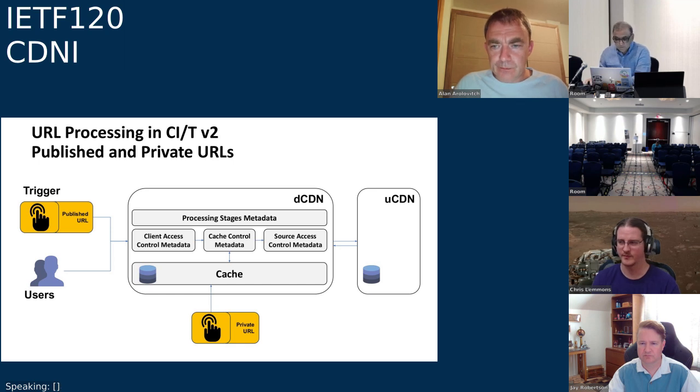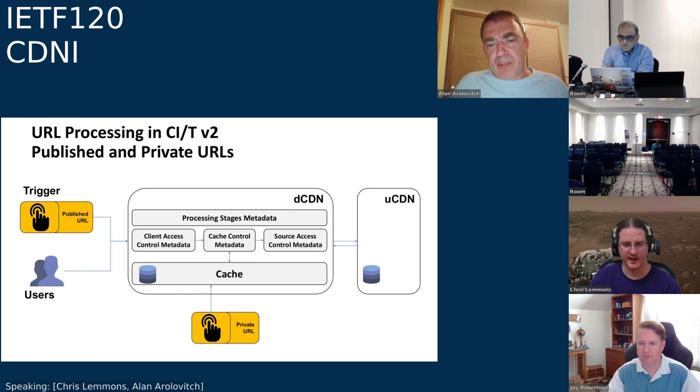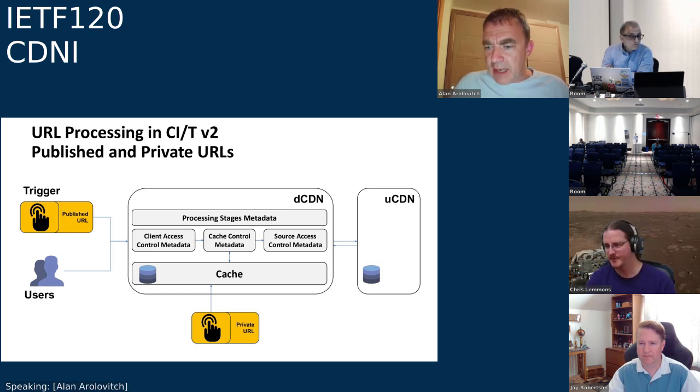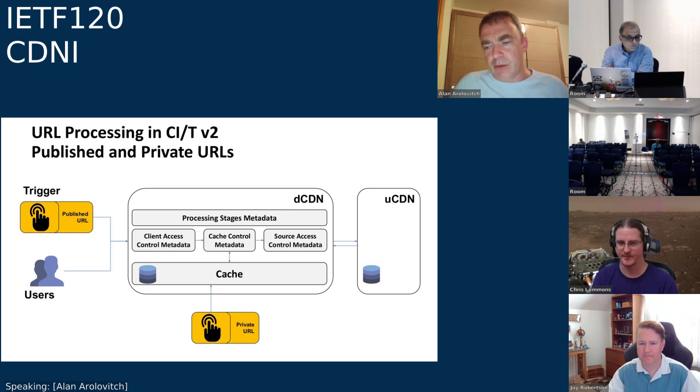Okay. Yeah. And briefly, URL is a capability that has to be advertised, and that's something that can only be requested in the trigger subject to capability advertised by DCDN. Next slide.